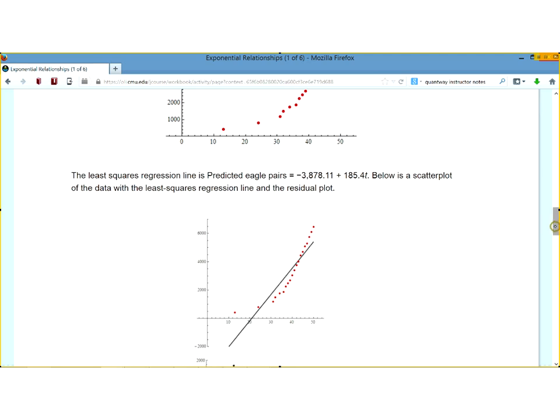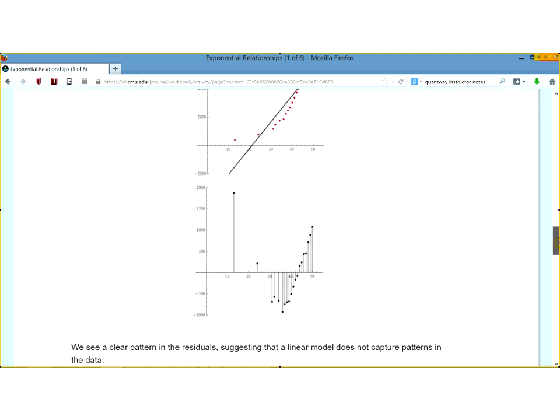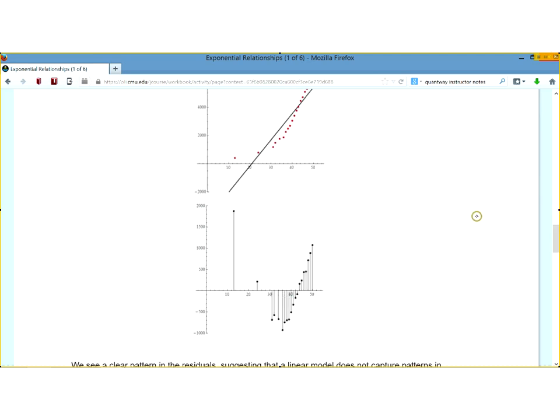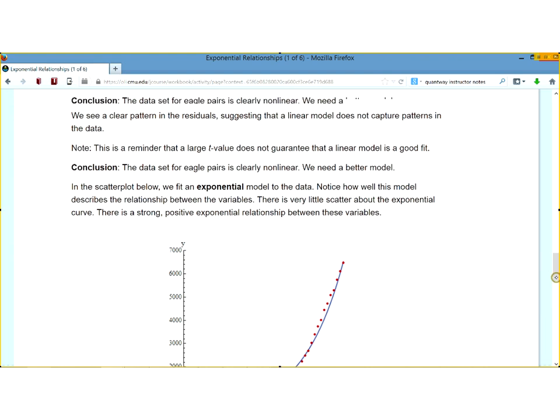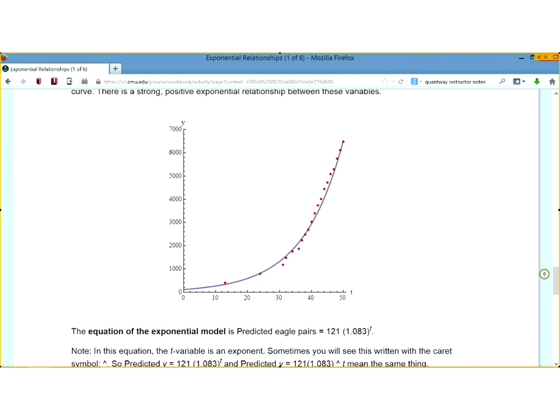So let's see if we scroll down a little bit further. This is the regression, the graph at the bottom of your screen now. That's the residual plot. And you can see there is a pattern. They're above the line, then below the line, then above the line again. So that's something we don't want to see in a residual plot. That tells us that a curve would have been better. And then we do an exponential curve, and that curve follows the points quite well.